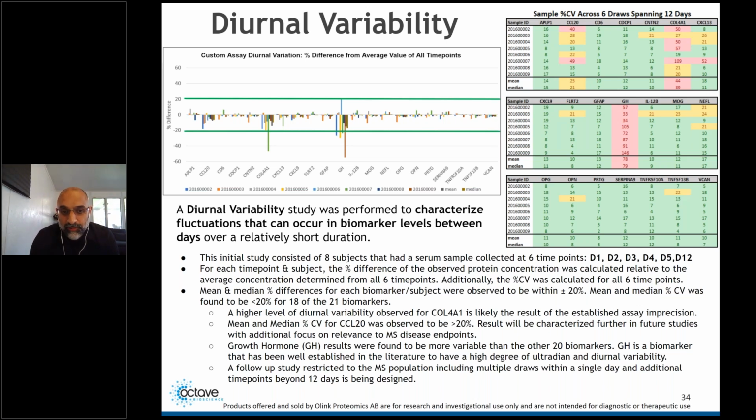The growth hormone is a biomarker that's well established in the literature to have a high degree of both ultradian and diurnal variability. So even within a day or between days on a short duration, well established to have a high degree of variability. We're designing a follow-up study restricted to the MS population that's going to include multiple draws within a single day, as well as additional time points beyond 12 days. So we'll be further characterizing both diurnal and ultradian variability in our custom assay.